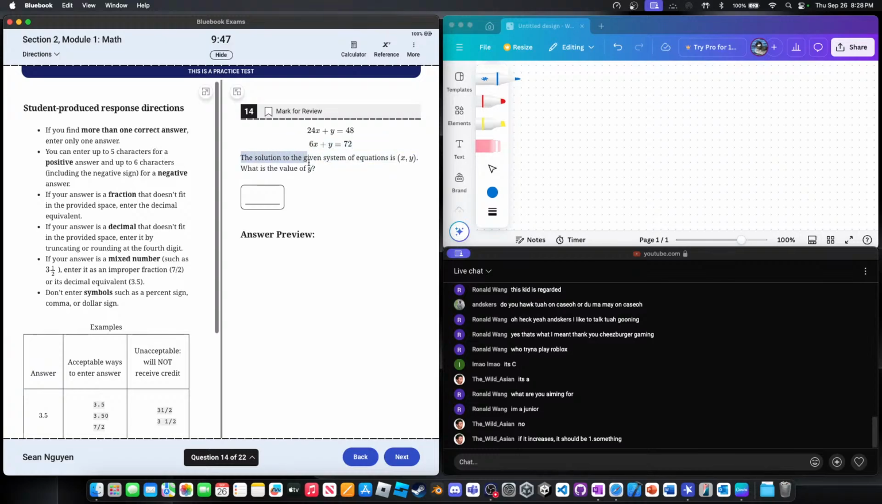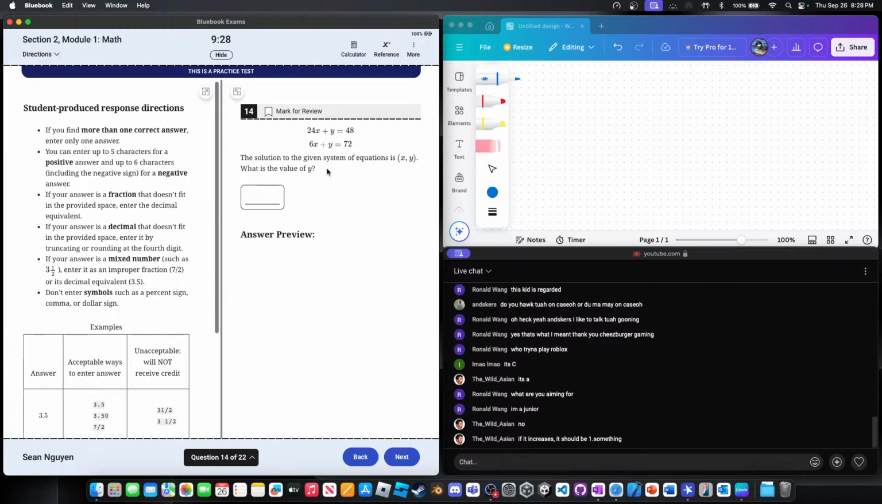Okay, so the solution of the given system of equations is (x, y). What is the value of y? Great, we have a system of equations here. Let's write down our equations. 24x plus y is equal to 48. 6x plus y is equal to 72.